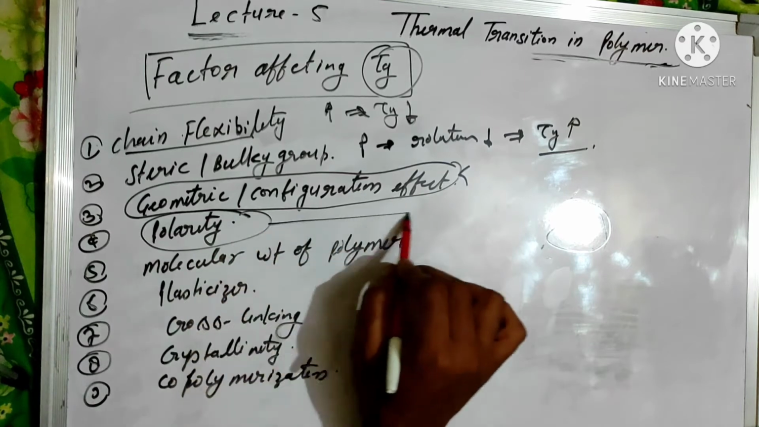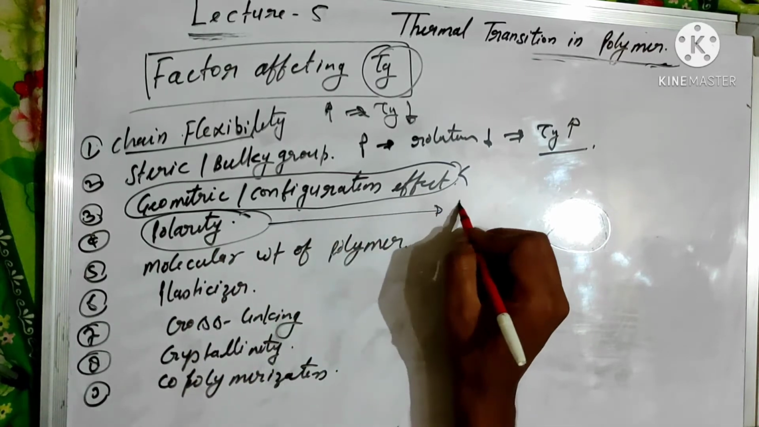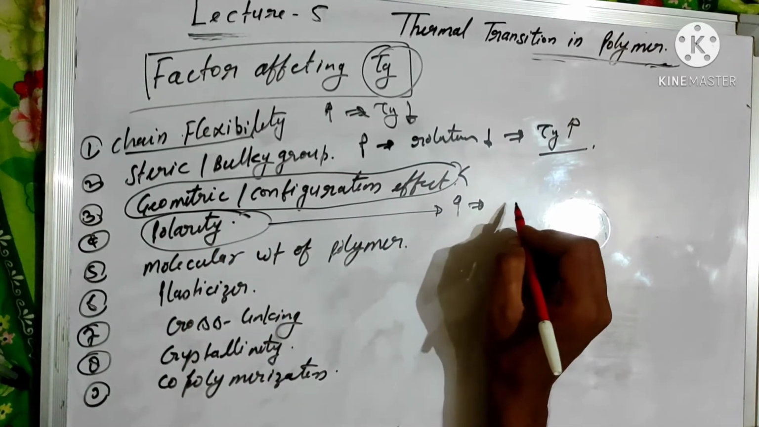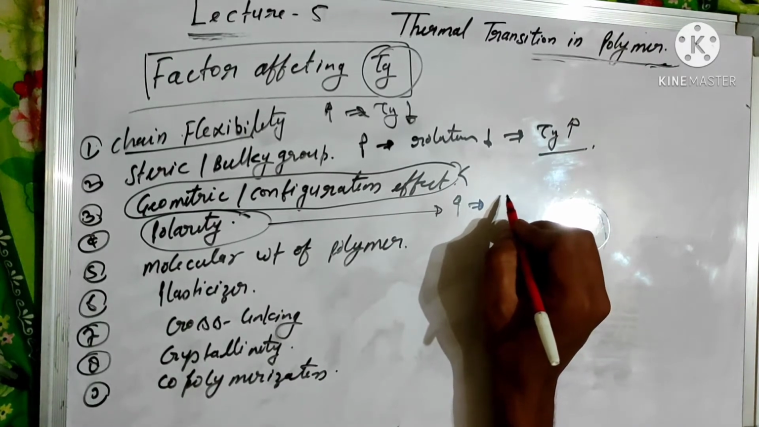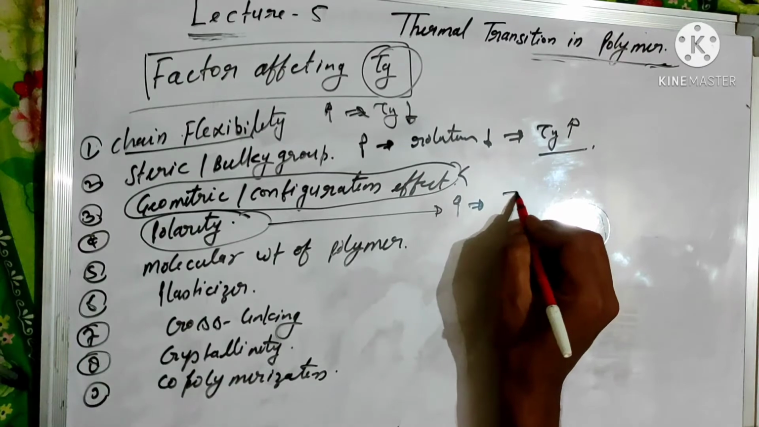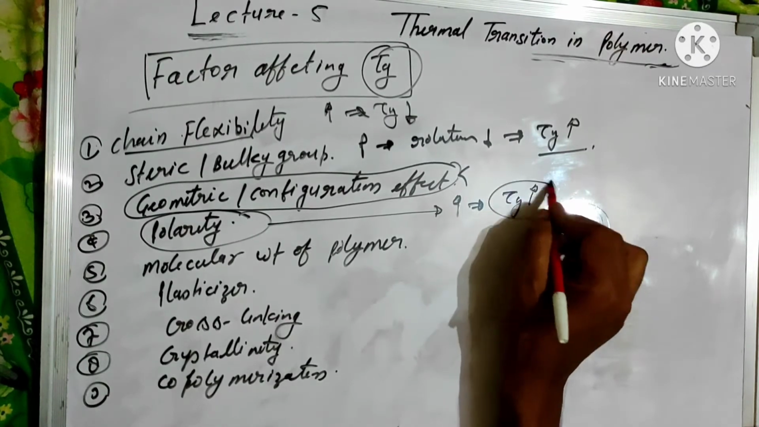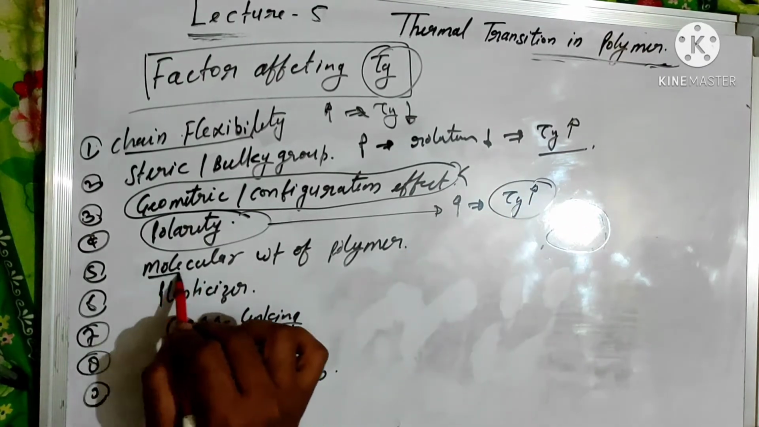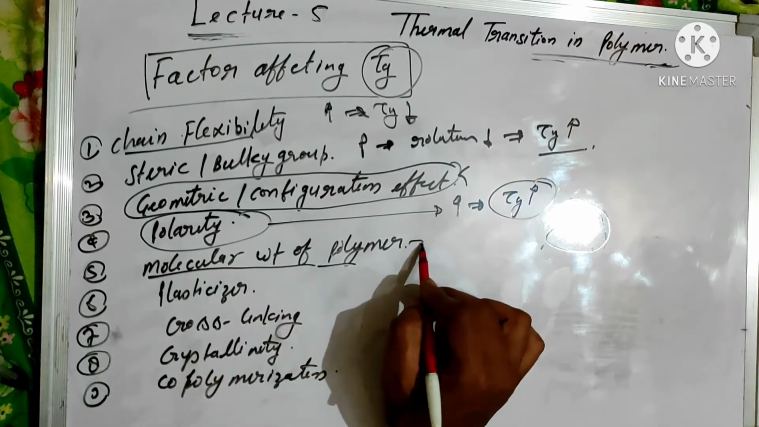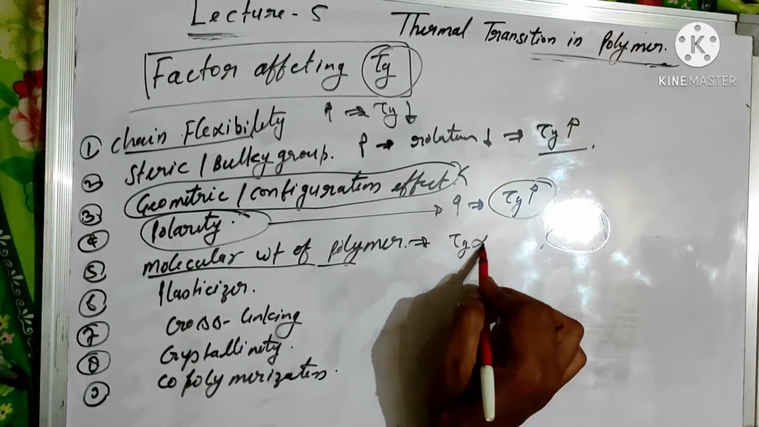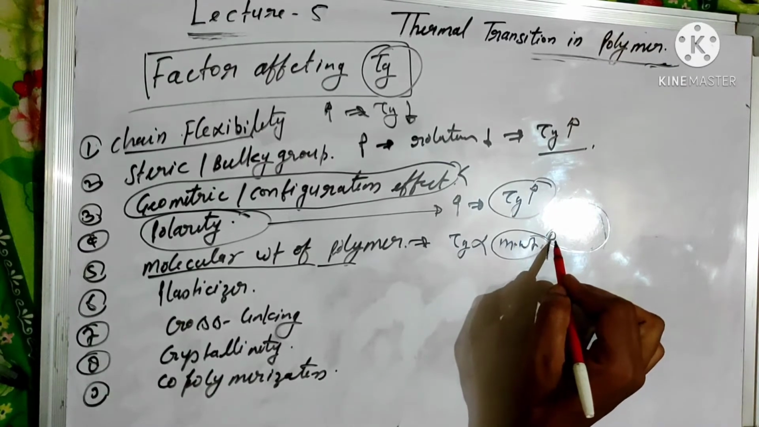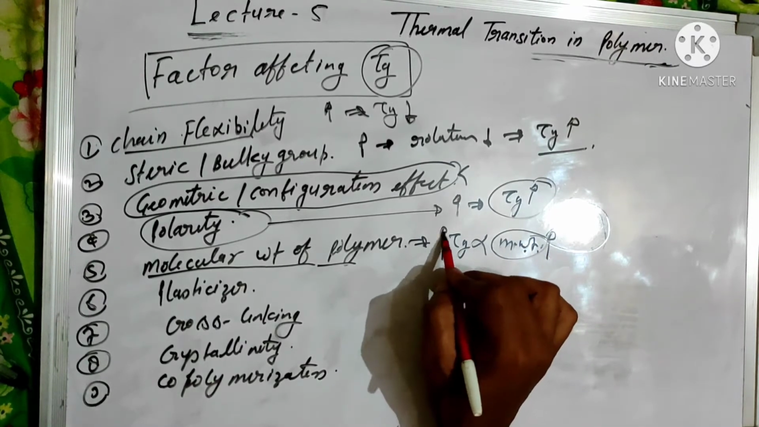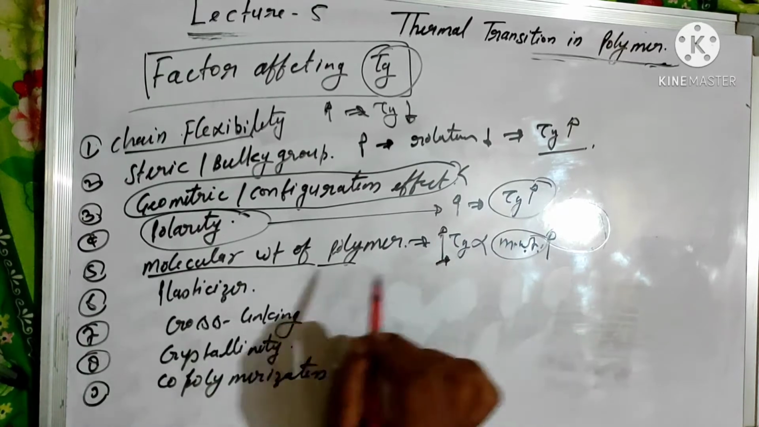Polarity. The polarity of the polymer increases, then their intermolecular forces increase. That's why their rotation will be reduced and chain flexibility also reduces, so their glass transition temperature will increase. Molecular weight of the polymer. The glass transition temperature is directly proportional to the molecular weight of the polymer. So, increasing the molecular weight of the polymer, the glass transition temperature of the polymer is also increased.